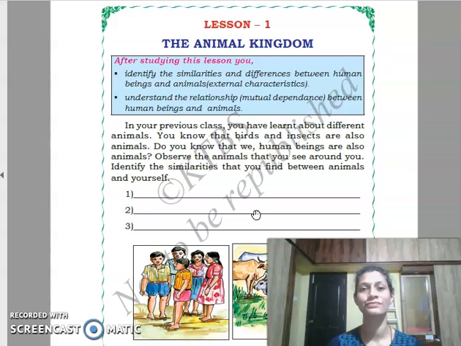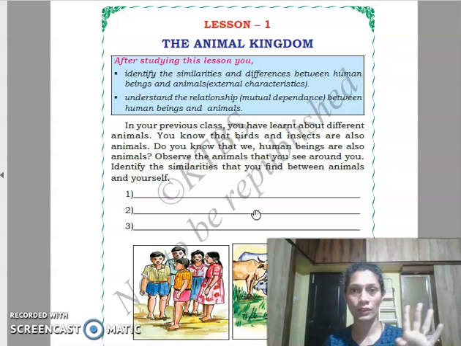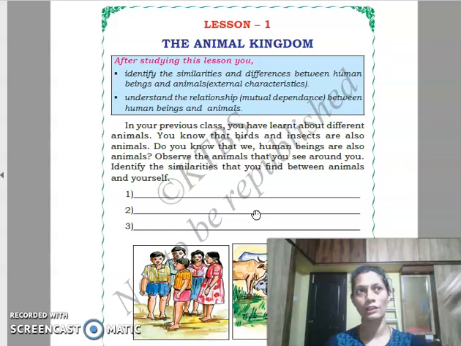Think. Yes, we have four limbs, like two hands and two legs, isn't it? Even the animals have four limbs. It is not necessarily they are having hands and legs. They have four limbs.